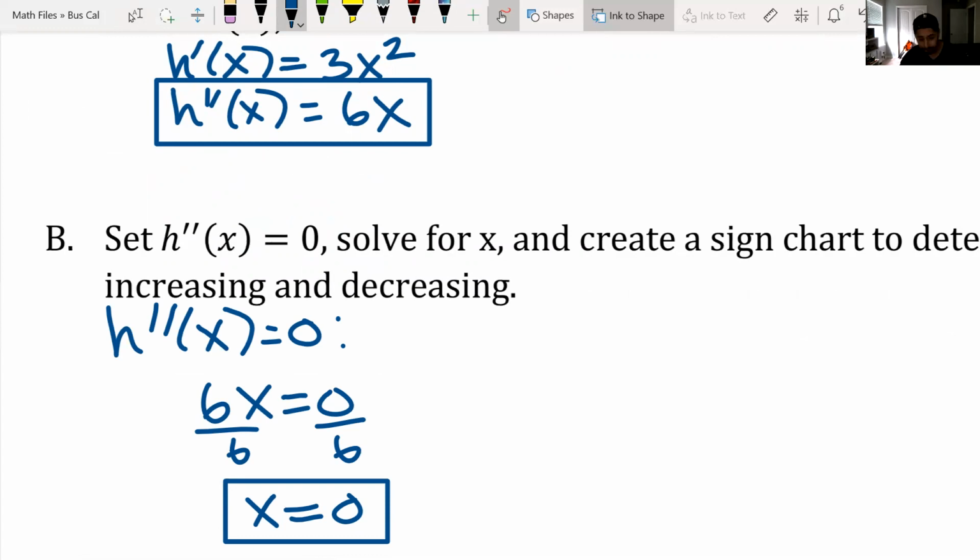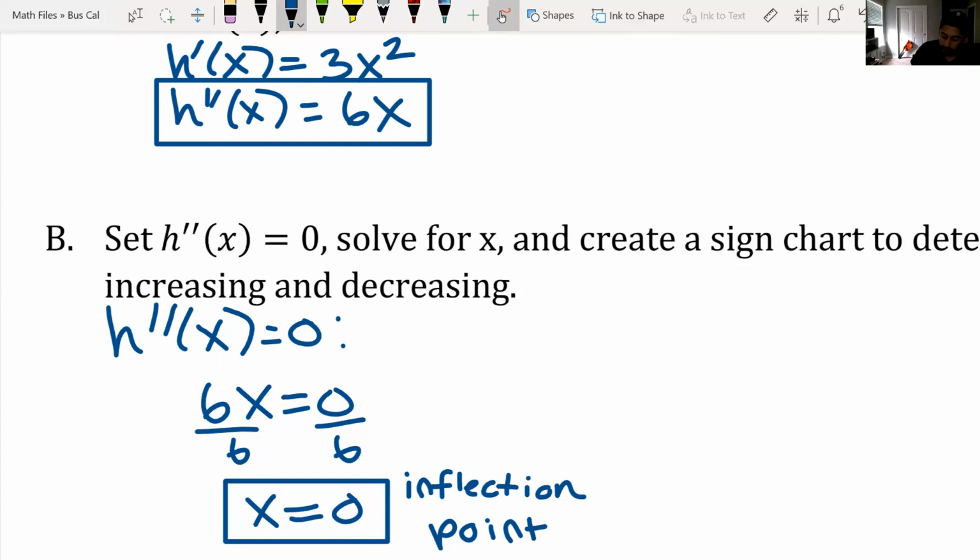Cool. All right. So what this means is that this now has a new name. Since it comes from the second derivative, this is called an inflection point. So second derivatives give us inflection points. First derivatives give us critical numbers. Okay, and there's a reason it's called an inflection point, but we'll get there in a second.